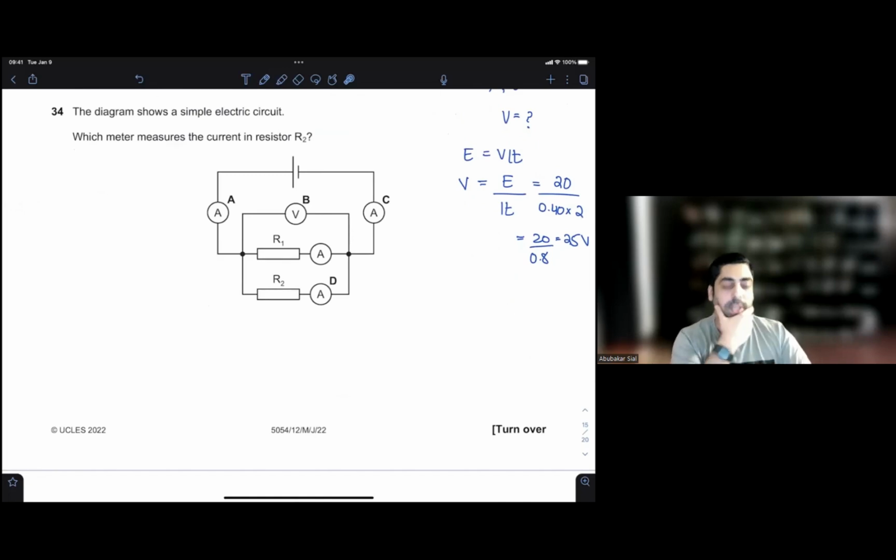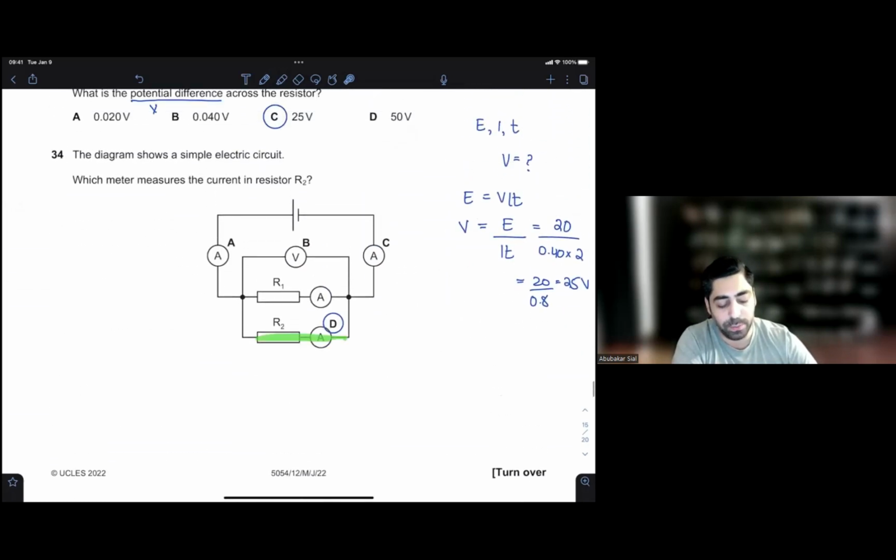All right, 34, which meter measures the current in resistor R2? We know that ammeters always go in series with the components. So it's going to be D. That is going to measure the current in this branch.